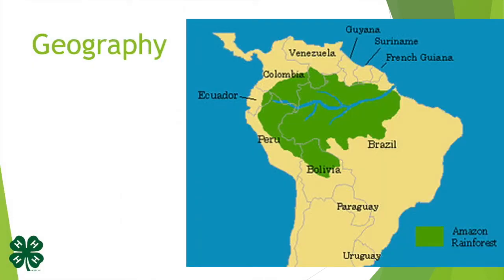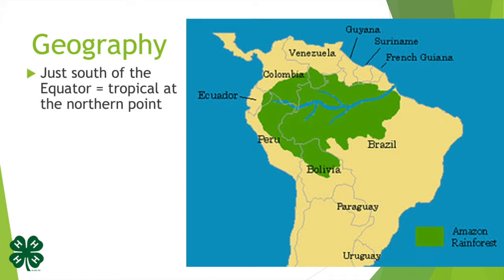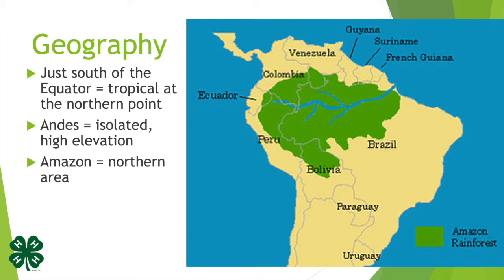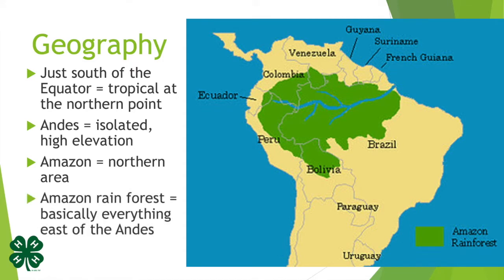Let's talk a little about the geography of Peru. You'll notice that Peru is just south of the equator, and it's tropical at the northern point of the country. To the left, or the western part of Peru, you'll find the Andes Mountains. The green section on the map is the Amazon rainforest, and you'll notice that it runs all along the eastern half of the entire country of Peru.